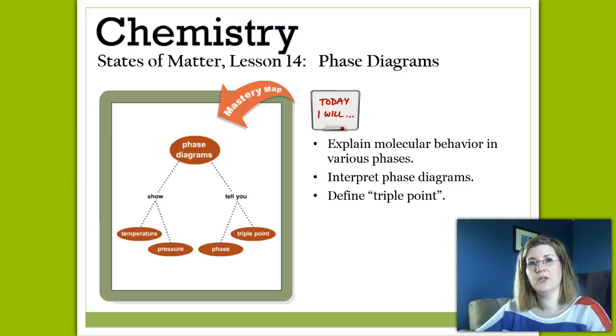In terms of specific goals for this lesson, number one, you want to be able to explain the molecular behavior in various phases: what happens in molecules of a solid, of a liquid, and of a gas. It's an excellent essay or open-ended question for your test, for example, which hasn't been written yet.